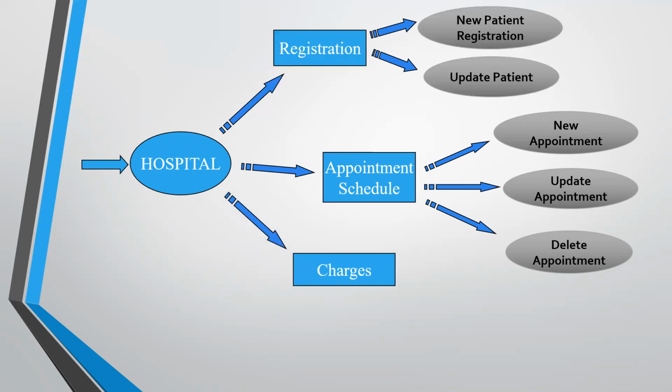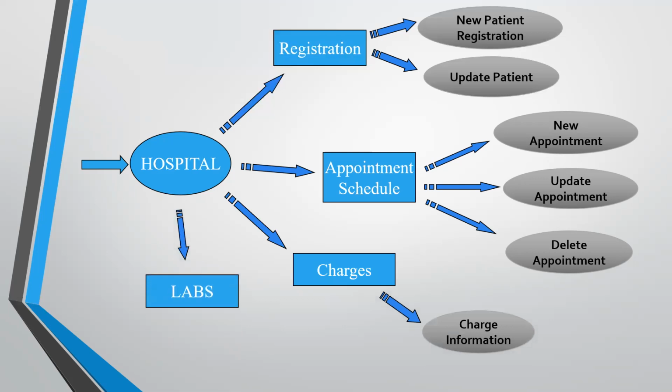Next, you have charges. So charges are nothing but represented with the help of charge information. And then you have labs. Labs will have two different events. They are called orders and results. So for charges, there is only one event which will represent all the transactions, whereas labs will have two events. One is orders and the other one is results.